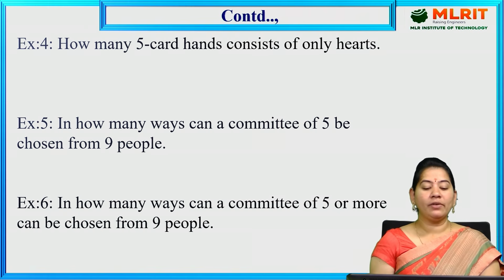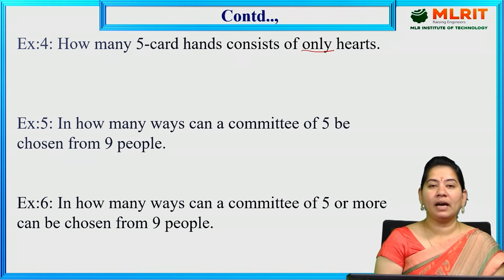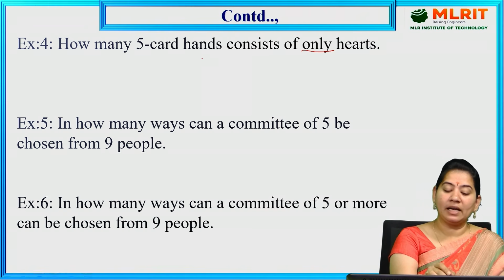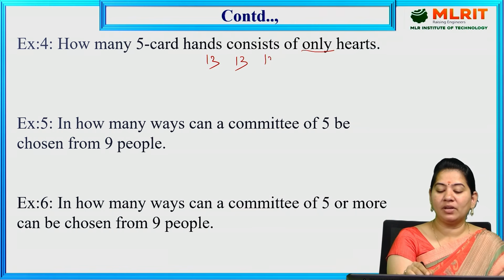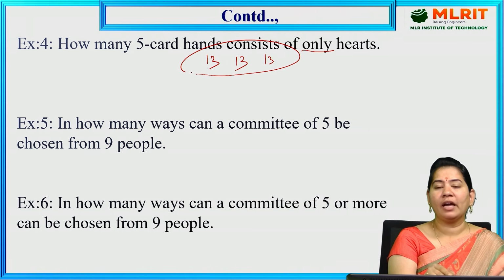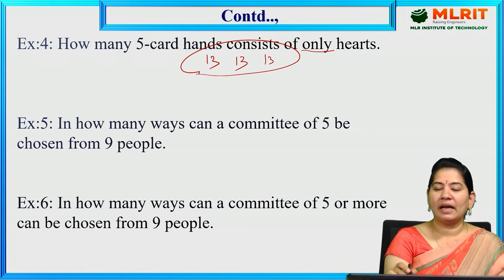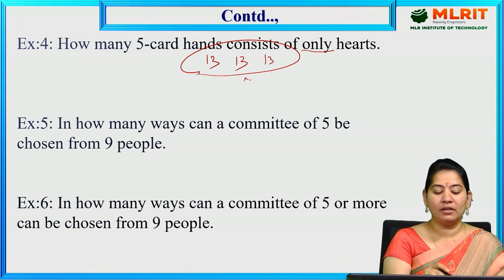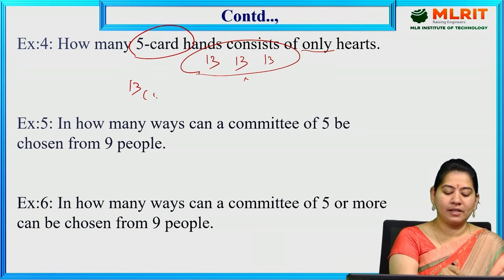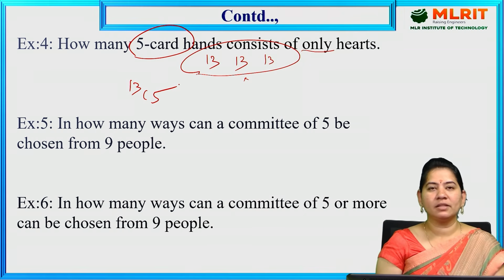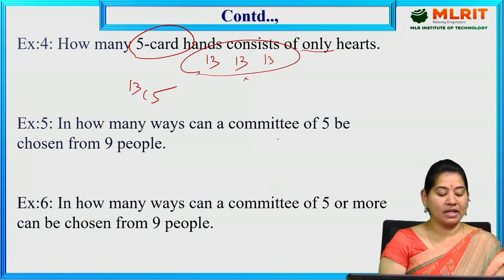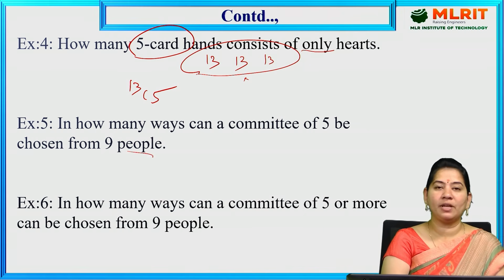Now, how many 5 card hands consist of only hearts? Here we know that hearts have 13 cards, spades have 13, diamonds have 13, and clubs have 13, so everything is 13 times 4, which is 52. Hearts consist of 13 cards and you have to pick 5 cards, which is nothing but 13C5. The answer is 13C5.